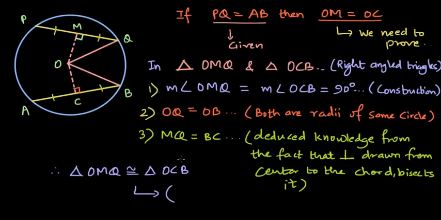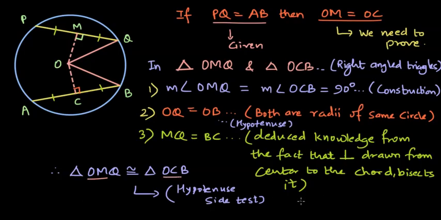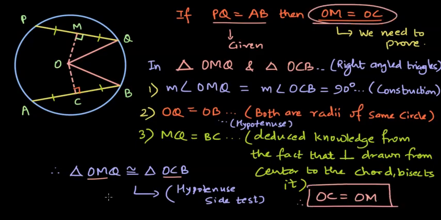And which test did we use here? We showed that both are right-angled triangles and the hypotenuses OQ and OB are equal. So this was the hypotenuse. We also showed one other element of both triangles to be equal, which is MQ equal to BC, and therefore this is the right angle-hypotenuse-side test. Since triangle OMQ and triangle OCB are congruent, all the other corresponding elements of both triangles are going to be equal, and therefore OM corresponds to OC. I can say that OC is equal to OM, and this is exactly what we wanted to prove at the top. Therefore, equal chords of the same circle are equidistant from the center.